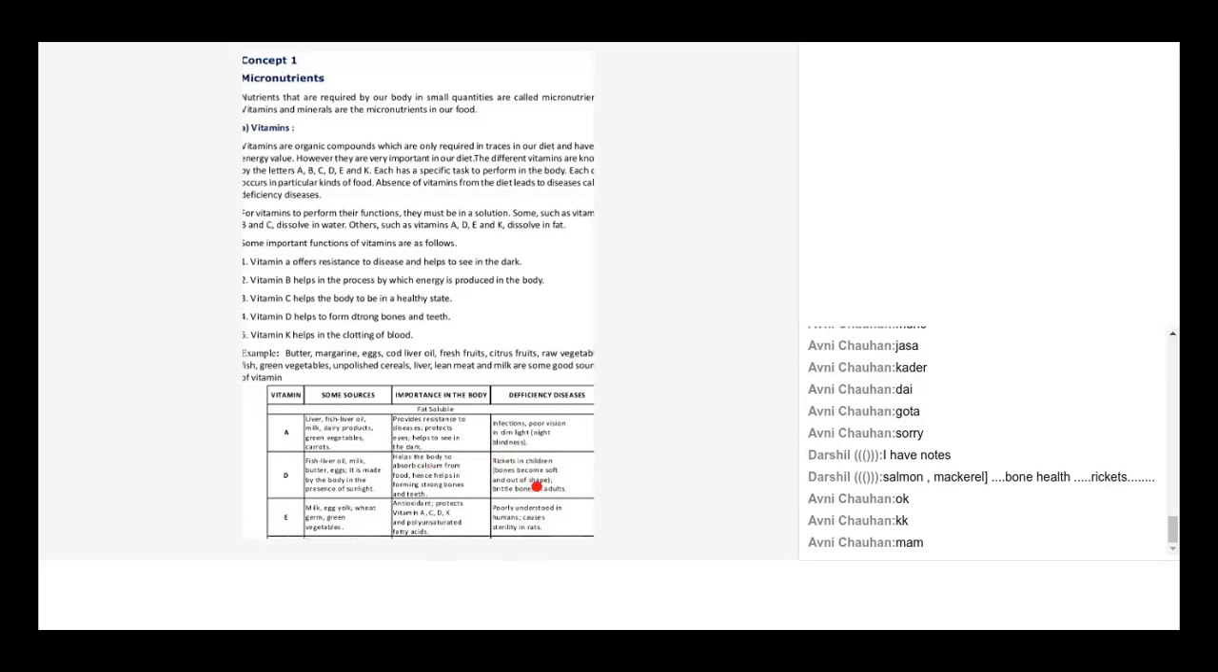Where the bones become very soft and brittle. Tuck, tuck, the bones will break. If the child falls down, the bone will immediately break. It becomes so soft and brittle, right?